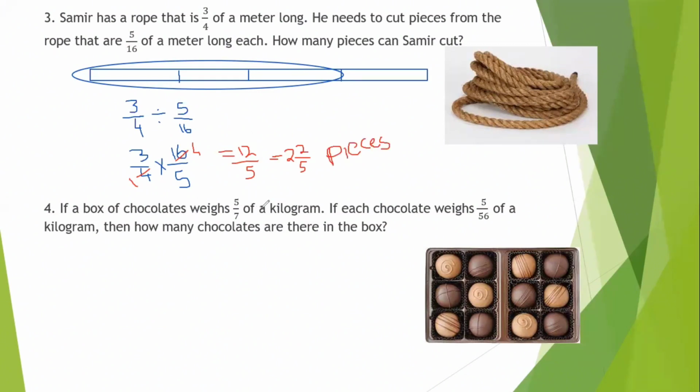A box of chocolates weighs 5/7 of a kilogram. If each one chocolate weighs 5/56 of a kilogram, then how many chocolates are there in the box?